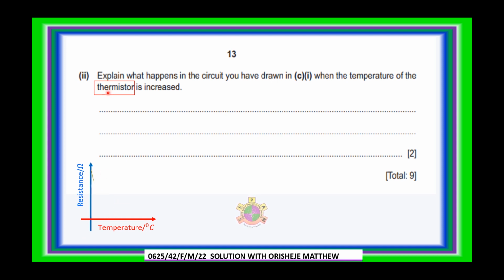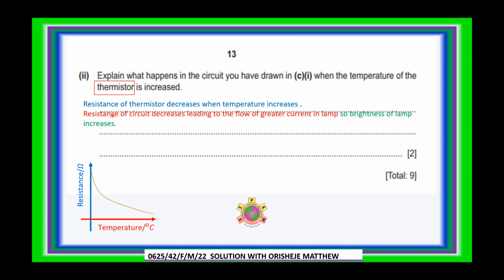So resistance of a thermistor decreases when temperature increases. Then resistance decreases, leading to the flow of greater current in the lamp. So the brightness of the lamp is going to increase. And if brightness increases, what is going to happen? The PD across the lamp also increases, and the brightness of the lamp increases. So these are the basic factors that will happen to the circuit that we've just drawn. So we have our 9 marks.